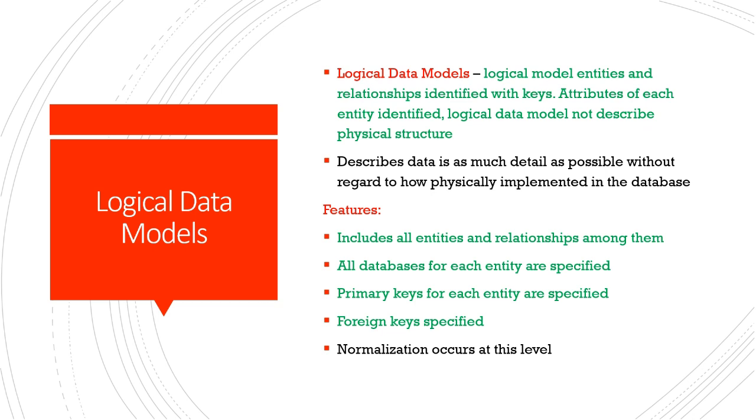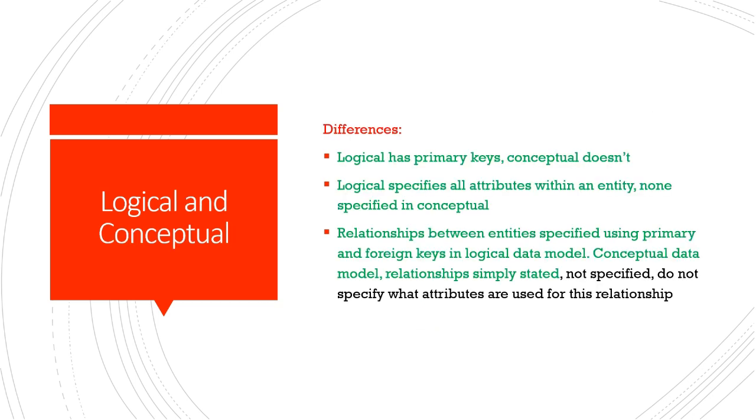But the features of a logical data model is that it includes all the entities and relationships among the entities. All the attributes for each entity are specified, so all the entities in the database are specified. The primary keys for each entity are specified, and the foreign keys will be specified also. Normalization will start at this level, so this is first normal form essentially. There's differences there between the logical and conceptual model. One, the logical model has primary keys where the conceptual doesn't. The logical model will specify all the attributes of an entity, whereas there's none specified in the conceptual model.